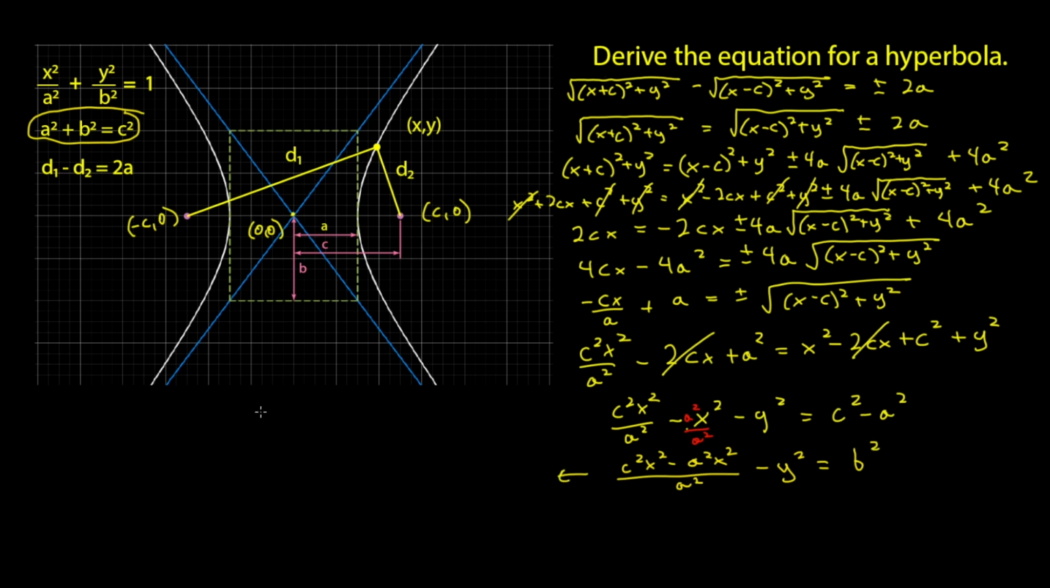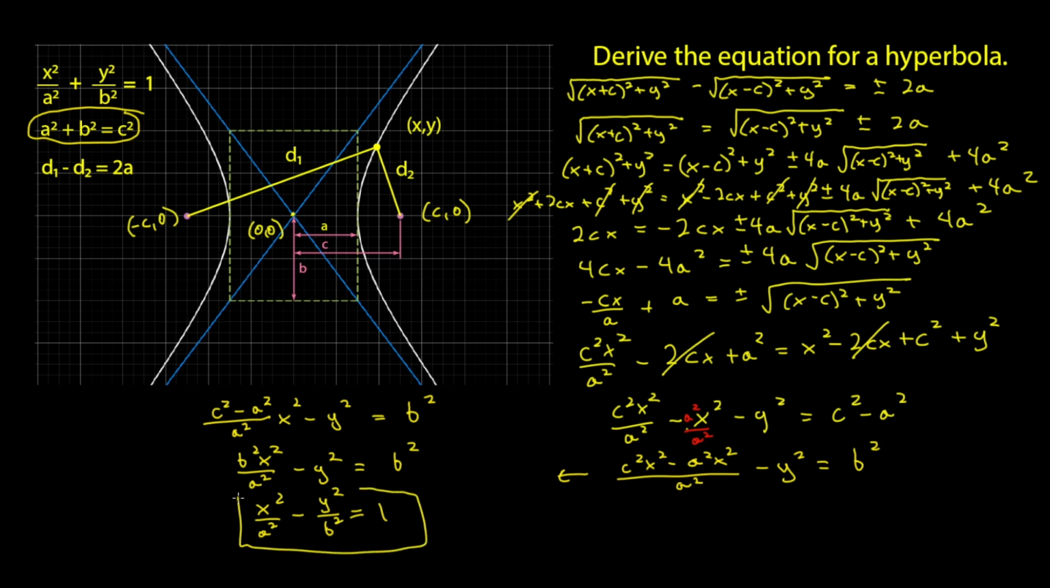Now we're going to go this way to finish it. Factoring out x squared, we have c squared minus a squared over a squared times x squared minus y squared equals c squared minus a squared, which again is b squared. So we have b squared x squared over a squared minus y squared equals b squared. Finally, dividing everything by b squared, we end up with x squared over a squared minus y squared over b squared equals 1. And that is our hyperbola.